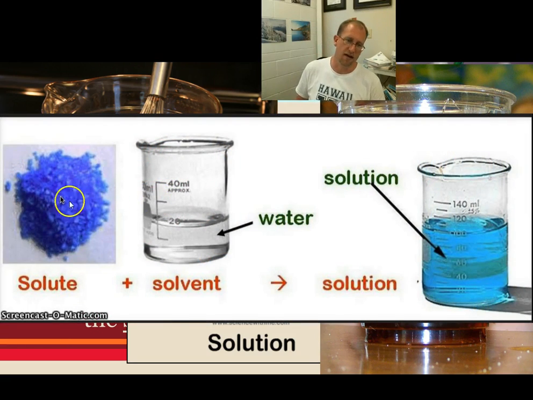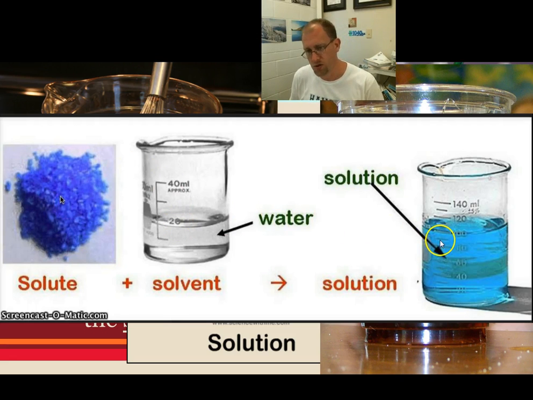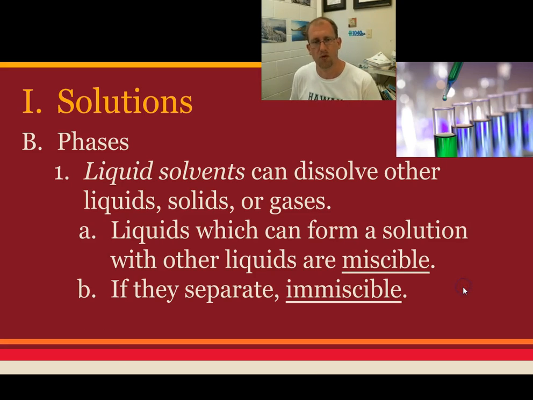If you take, again, a solute, in this case, this is cobalt chloride, and you mix it with water, you get this solution. Here we have the solid in the liquid, and it all goes into one phase. You don't see chunkiness or layers. This is a solution. Okay. Now, we can have different states of matter in a solution. It's not always a liquid dissolving a solid. Liquid solvents can dissolve other liquids or solids or gases even.